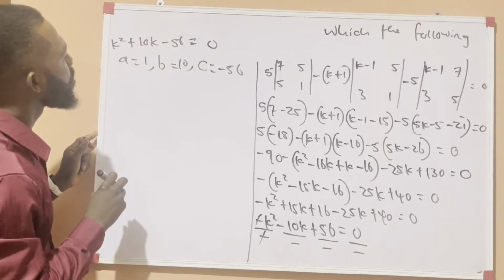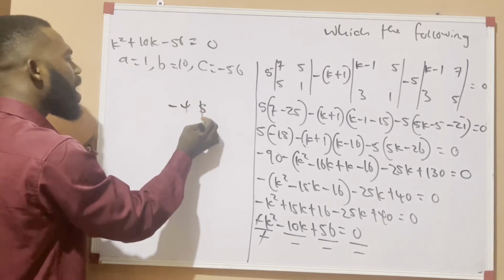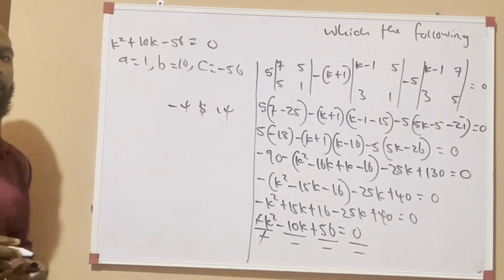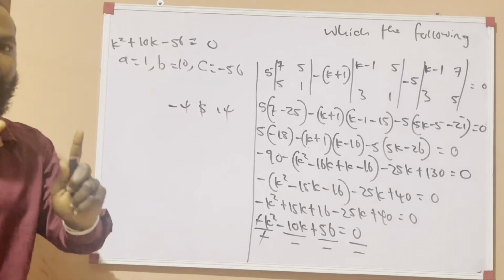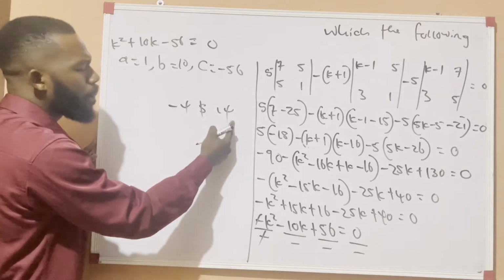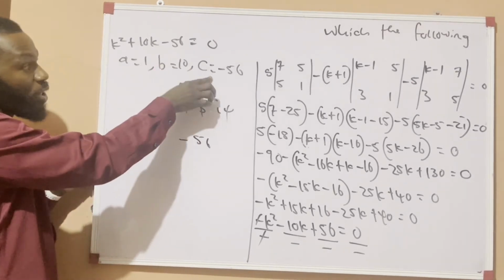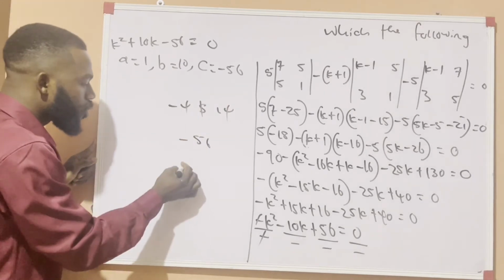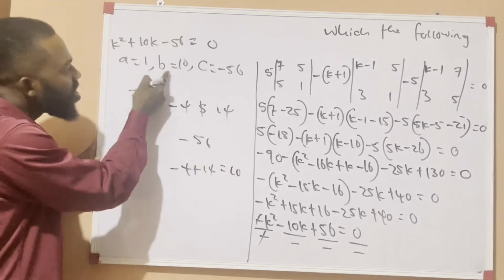Now, these two numbers are, okay, let's see, minus 4 and 14. Why? Let us see. Minus 4 multiplied by 14 will give us minus 56, which is our C. And minus 4 plus 14 will give us 10, which is our B.